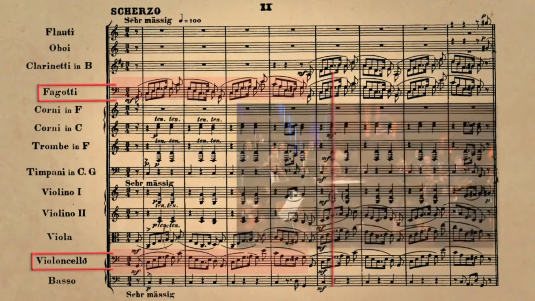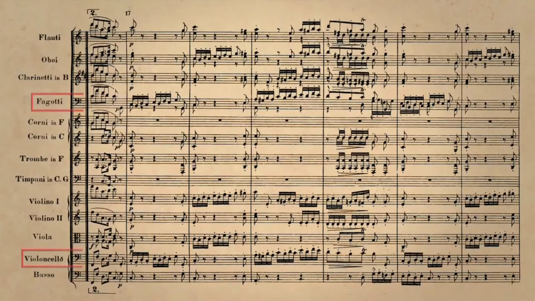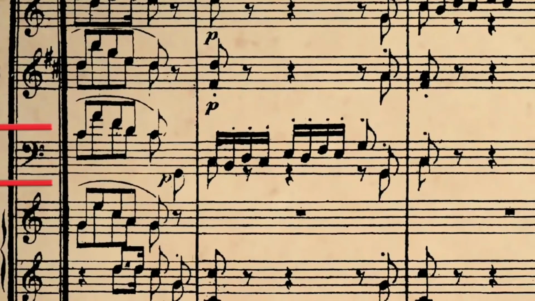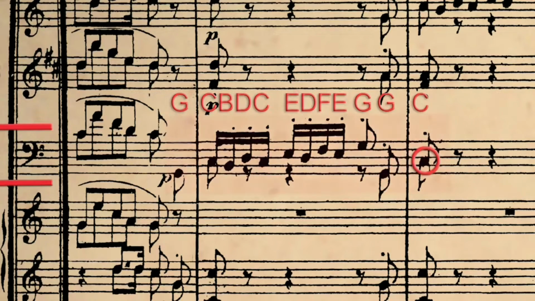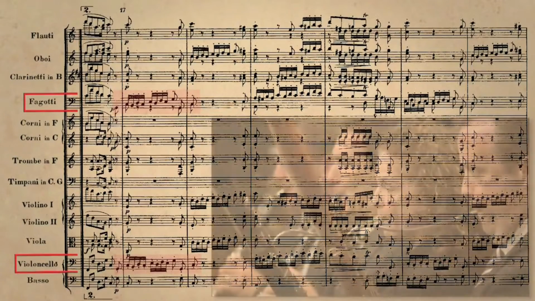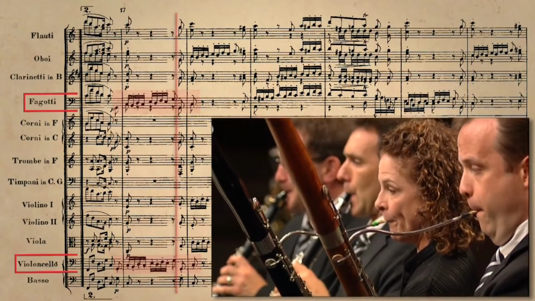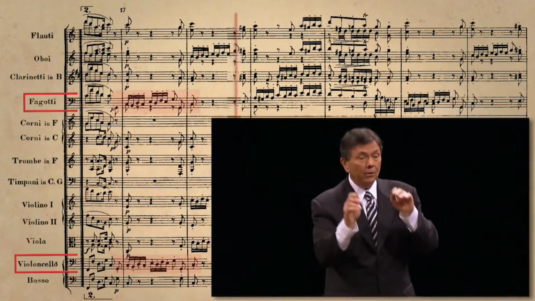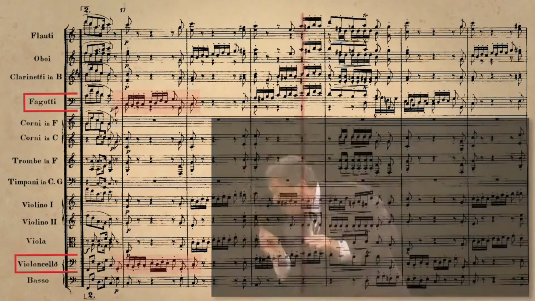And another moment in the same movement for the cellos and the bassoons. Again, the passage begins on the first line G and then goes up to the second space C, and subsequently B, D, C, E, D, F, E, G, G, octave, and C. Let's once again listen to this and follow it in the score. The more one reads and practices reading, the more proficient we become.